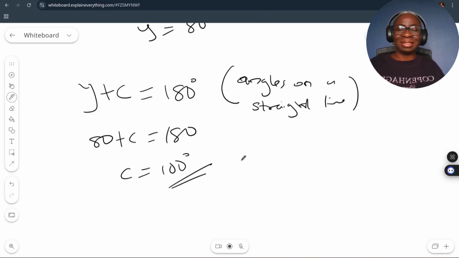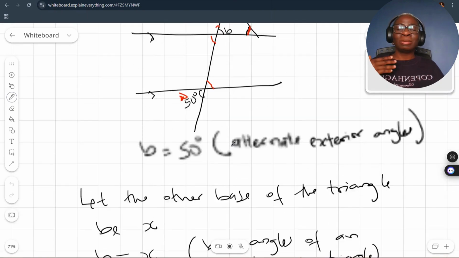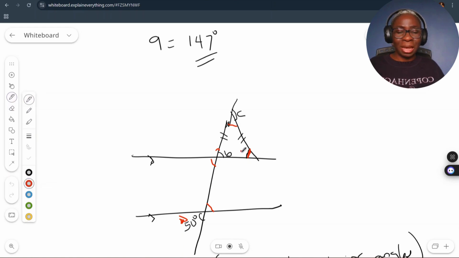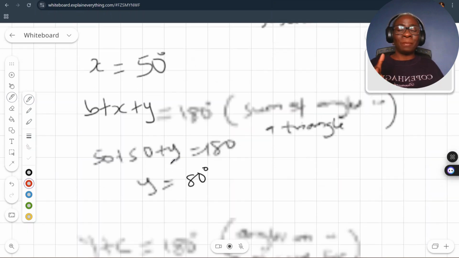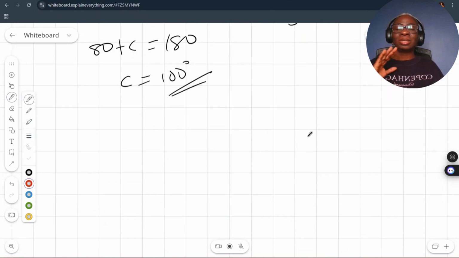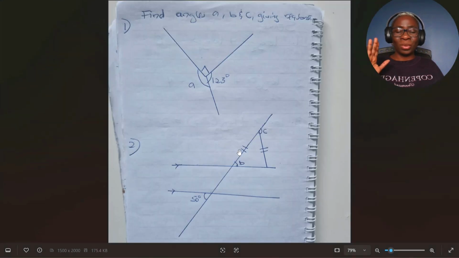You can go through it again if it is confusing at any point. Because we needed these other angles, we had to label them. That was why I gave this place x and this place y, so that we can make reference to them as we state the reasons. If you do not state the reasons, you will not get a complete score, because the question says giving reasons.